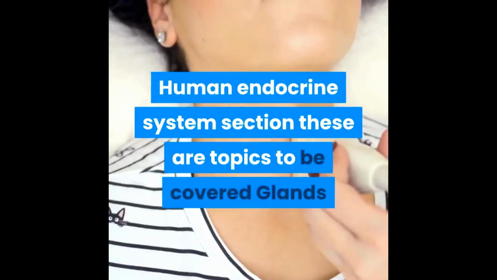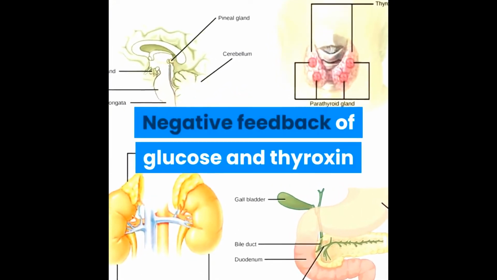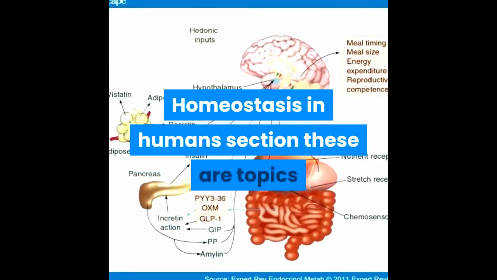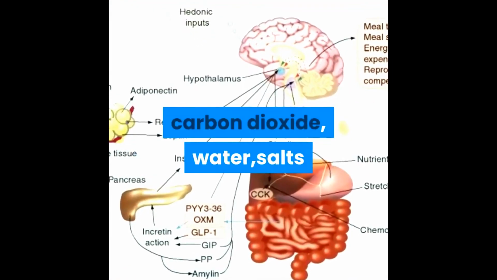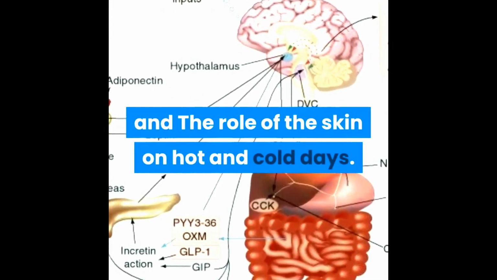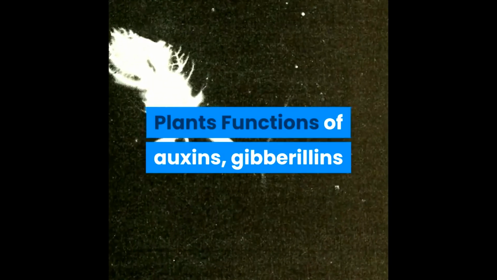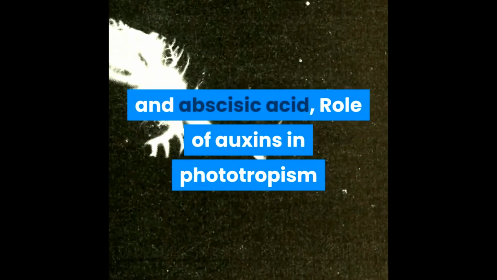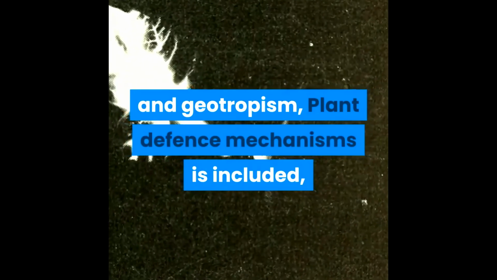Human endocrine system section, these are topics to be covered: glands and the hormones they secrete, the negative feedback of glucose and thyroxine. Homeostasis in humans section, these are topics to be covered: negative feedback of glucose, carbon dioxide, water, salts and the role of the skin on hot and cold days. Responding to the environment section, these are topics to be covered: plants, functions of auxins, gibberellins and abscisic acid, role of auxins in phototropism and geotropism, plant defense mechanisms is included.